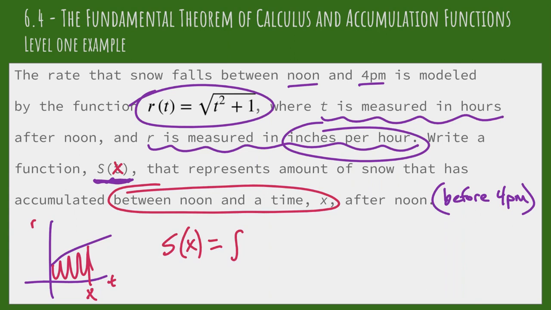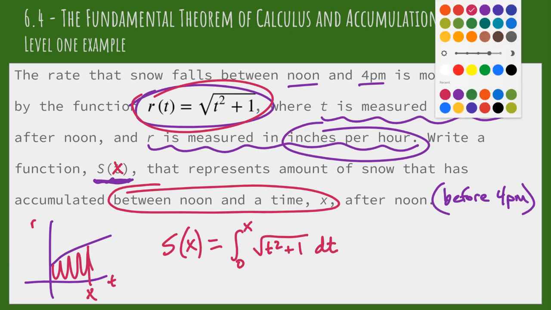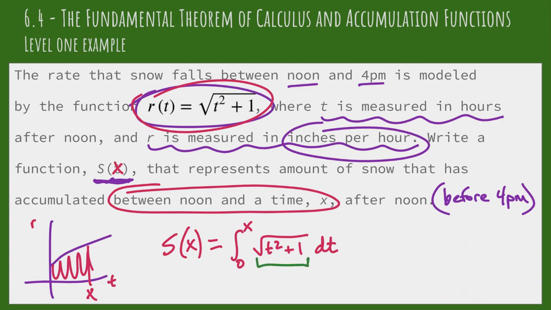Noon is going to be at t equals 0. And our time x is going to be our upper limit. Then our integrand is going to be r of t, which is right here. That's going to be the square root of t squared plus 1. And then that's with respect to t, because the variable that we use in the integrand has to match the variable here. So we're finding an area along the t-axis, which is why we have to use the d t.